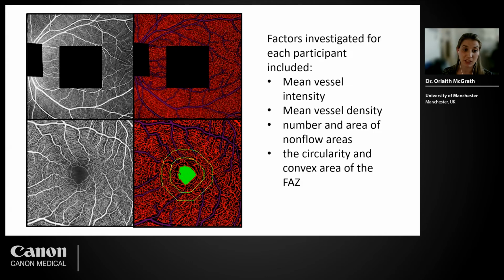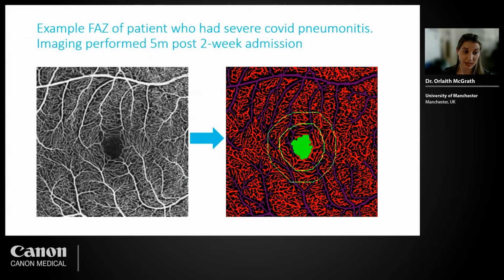So this is an example of the scans that were put through the Tariq software. We analysed mean vessel density, number and area of the ischemic areas around the foveolar vascular zone, and the circularity and convex area of the foveolar vascular zone as well. This is an example of the foveolar vascular zone in a patient who had severe COVID pneumonitis. The imaging was performed 5 months post a 2-week admission.